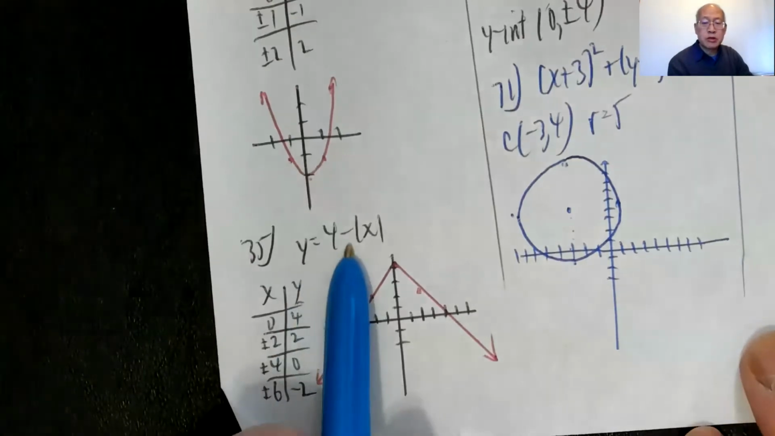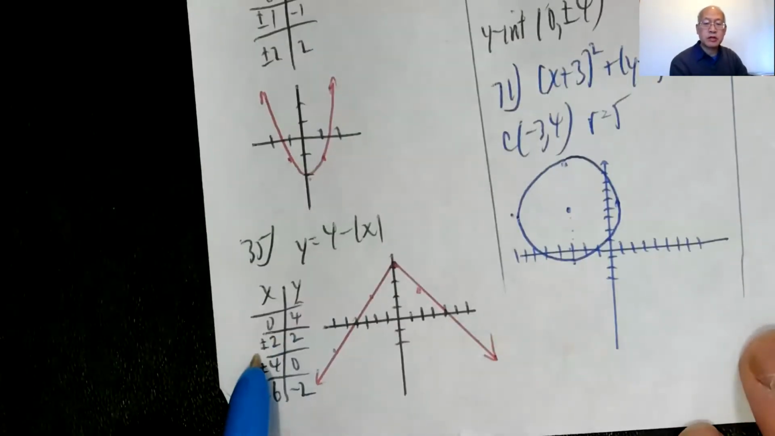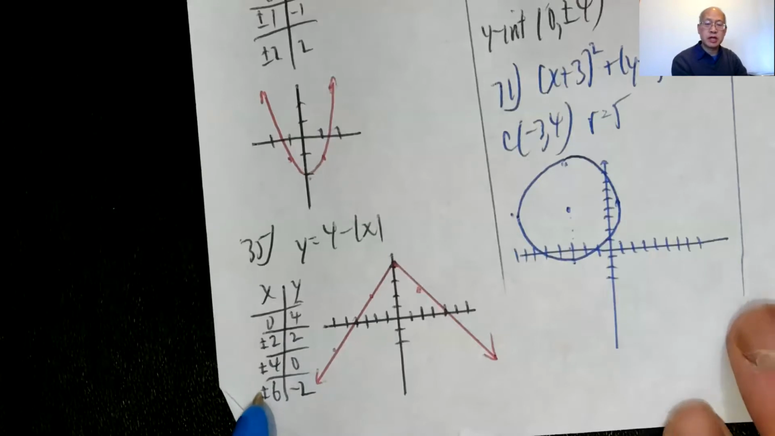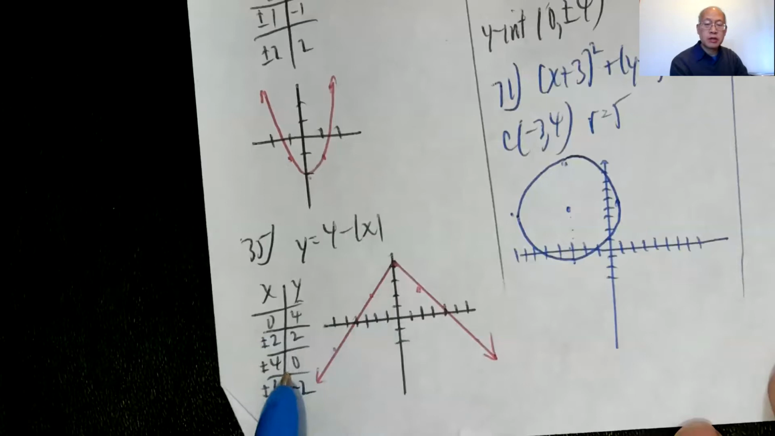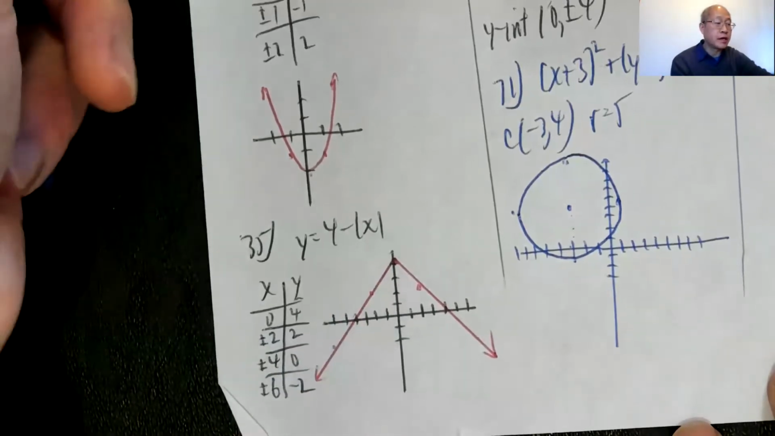Y equals 4 minus absolute value of x. I plug in 0, plus or minus 2, plus or minus 4, plus or minus 6. So 0 gives me 4, plus or minus 2 gives me 2. Plus or minus 4 gives me 0, plus or minus 6 gives me negative 2. So the shape is something like that.